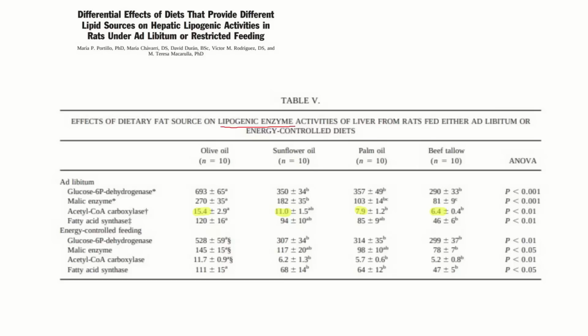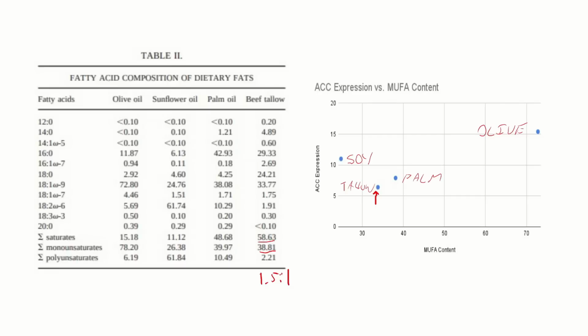As you can see, we're looking at an enzyme called ACC. In the rats fed olive oil, their level of ACC was 15.4, which is more than double that of rats fed beef tallow, where their lipogenic enzyme was less than half of that. What I said in that video is that oleic acid drives the production of lipogenic enzymes. In the rats fed beef tallow or palm oil, those diets are actually relatively high in monounsaturated fat.